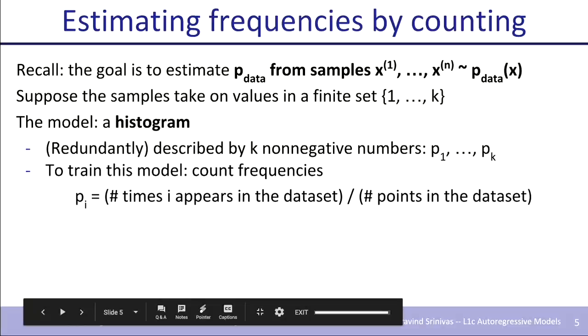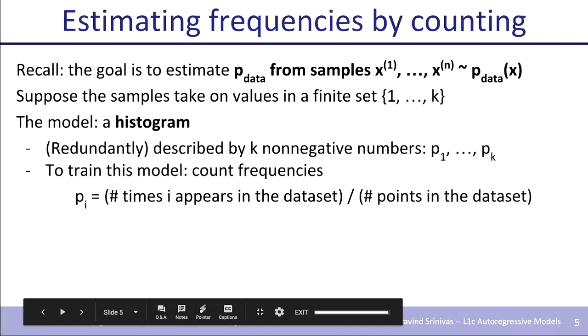What you do to fit the model is you draw a plot where on the x-axis you have 1, 2, and so on, up till k. And you just count up the frequencies inside the data set. Maybe there were 2 occurrences of 1 inside the data set. If the data set is size 10, then that's 20%, so this bar is 0.2. And so on. You can just go on and construct such a bar graph, a histogram. So histograms are likelihood-based generative models. The way you compute p sub i is you count the number of times i appeared in the data set, and you divide by the number of points in the data set.